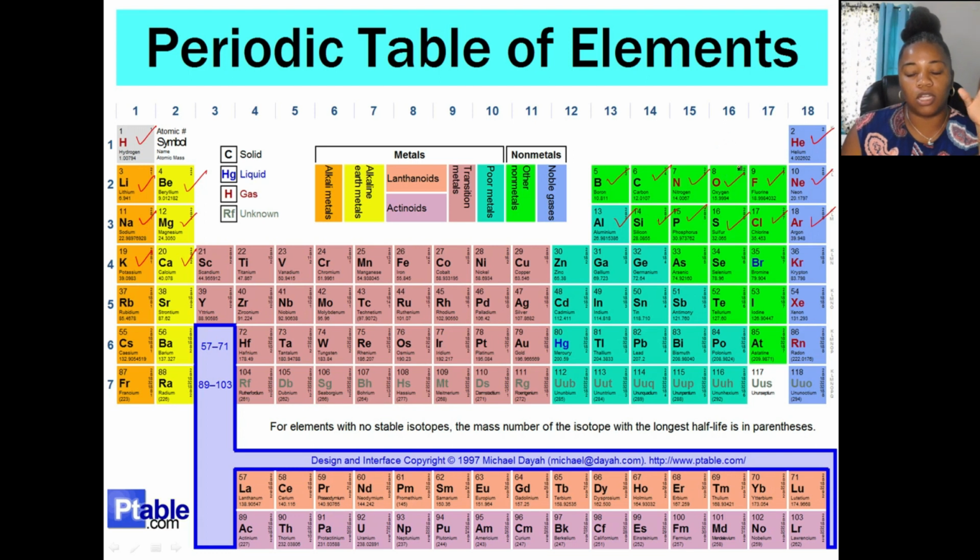Sorry, not the halogens yet. So we have group 6, which is oxygen, and then the halogens, which is group 7. So we have fluorine, chlorine, bromine, iodine, and astatine. These are the halogens right here. And then we have the noble gases.